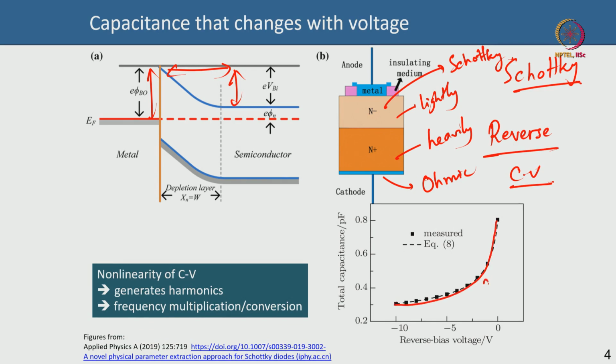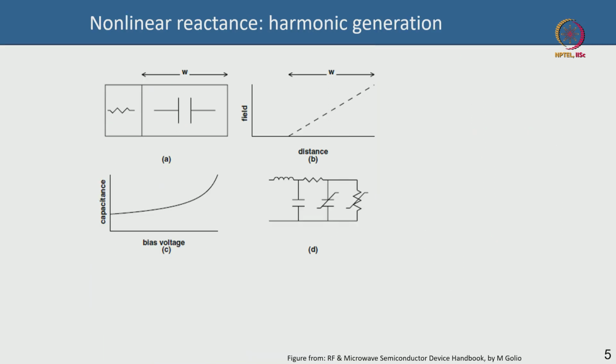So you can see that this is a non-linear variation of the capacitance with respect to applied voltage, correct. It is the non-linear response of capacitance with respect to applied voltage, and this will help you generate harmonics, and this will help you create multiplication of frequency or conversion of frequency. Okay. So what happens actually?